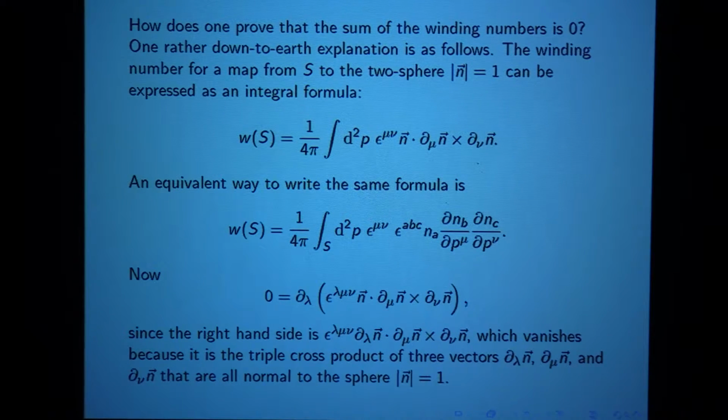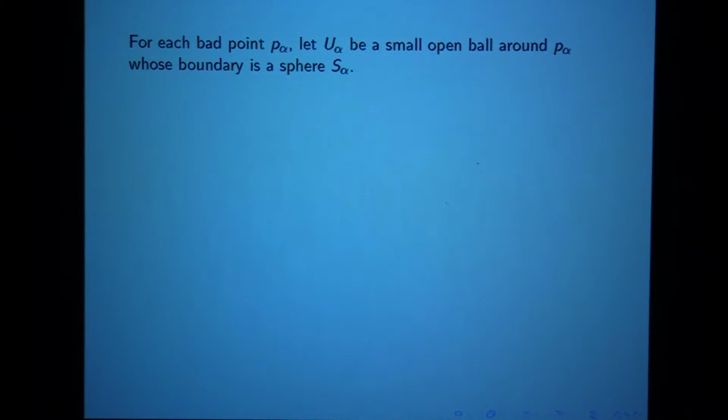And the space of vectors which is normal to a given vector n is only 2-dimensional. N lives in 3 space, but vectors that are perpendicular to n are only a 2-dimensional space. And here we're taking a triple cross product of 3 vectors that are all perpendicular to n, so that triple cross product is 0. The 3 vectors are linearly dependent. So that's an explicit identity. And now we're going to use it.